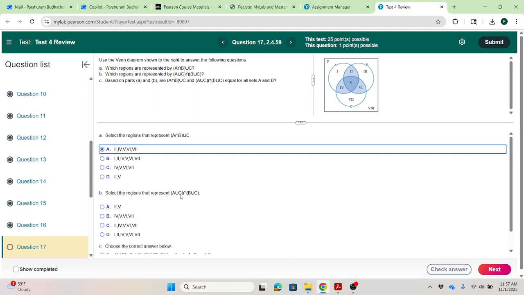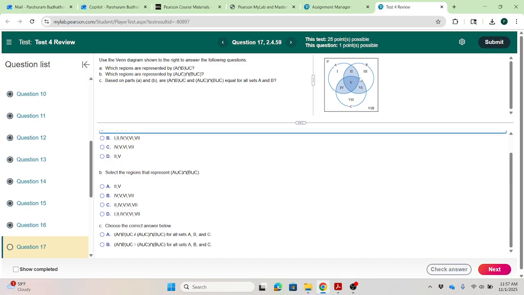What about the A union C intersection B union C? So A union C, everything from A, everything from C, and intersection with B union C, everything from B, everything from C. So A union C, everything from here, which is 1, 2, 4, 5, 6 and 7. B union C is 2, 3, 4, 5, 6 and 7.